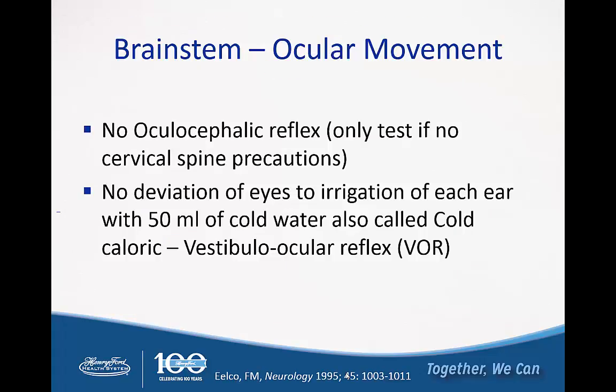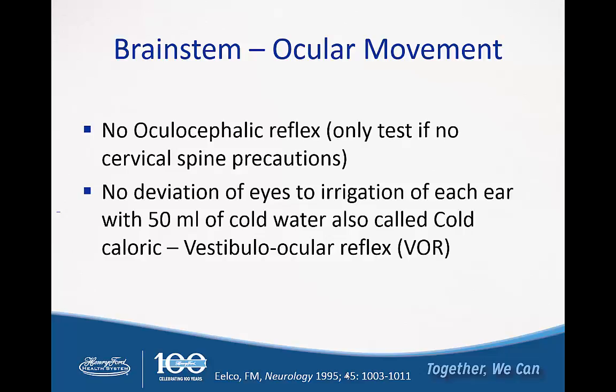Usually we move on from there to tests of ocular movement. The two major tests of ocular movement are the oculocephalic reflex, or doll's eyes, which I was referring to before, and the vestibulo-ocular reflex. The next couple of slides go into more detail about how to test those. But I do have a note here. For the oculocephalic reflex, we can only test if the patient doesn't have any C-spine precautions.